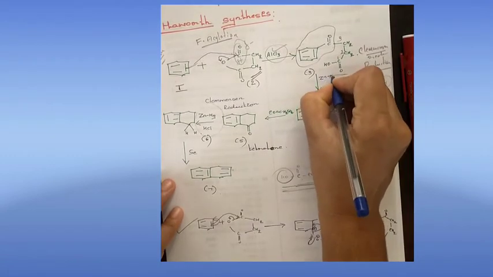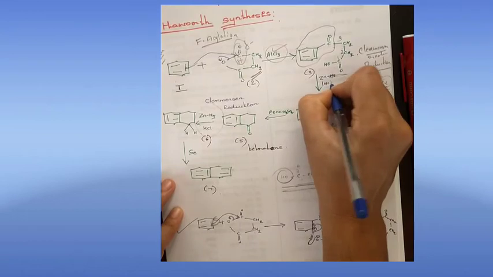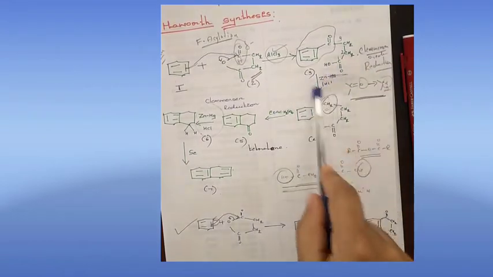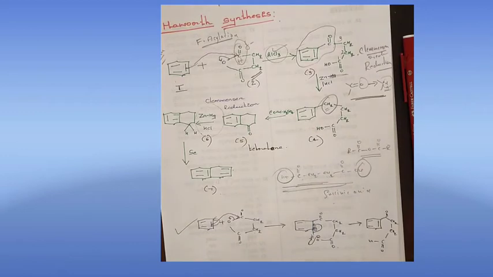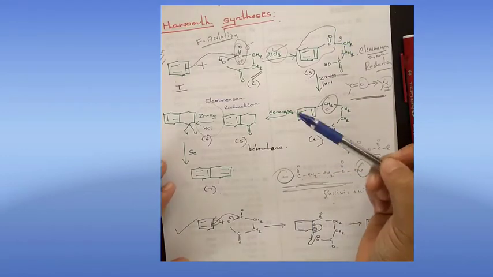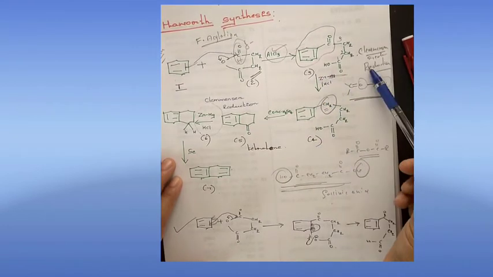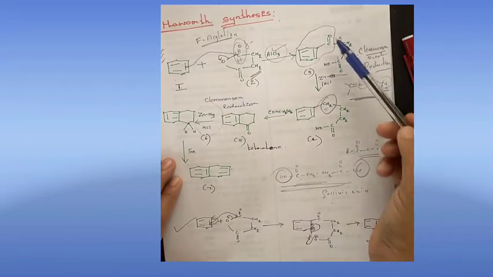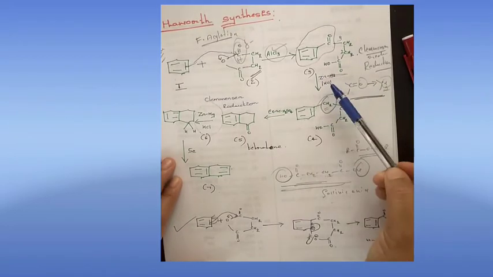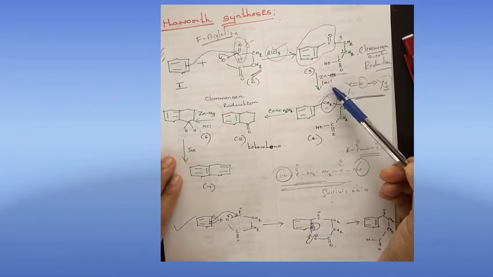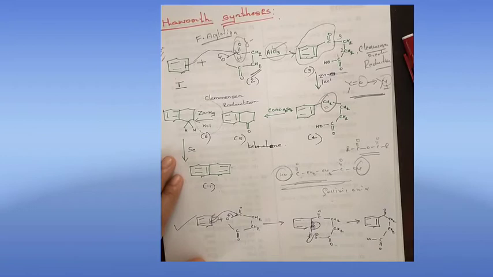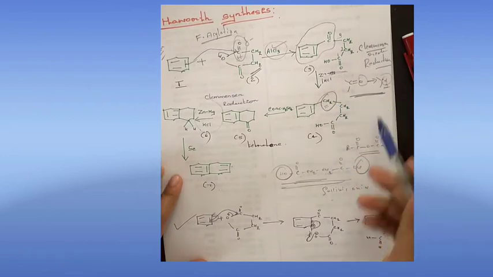Clemmensen reduction. Okay, here zinc amalgam in the presence of concentrated HCl. The reaction is carried out in the presence of this reagent. So that's why this reaction is called Clemmensen reduction. The third one is converted into the fourth one by Clemmensen reduction. What is Clemmensen reduction? Removal of oxygen or addition of hydrogen by the reagent zinc amalgam and HCl. Is it clear? It does not just remove oxygen: remove the double bond, then add 2 hydrogens.